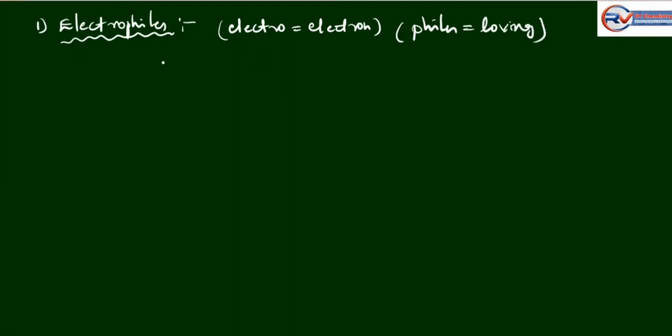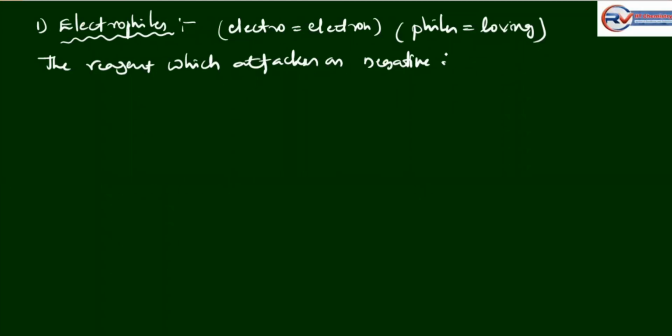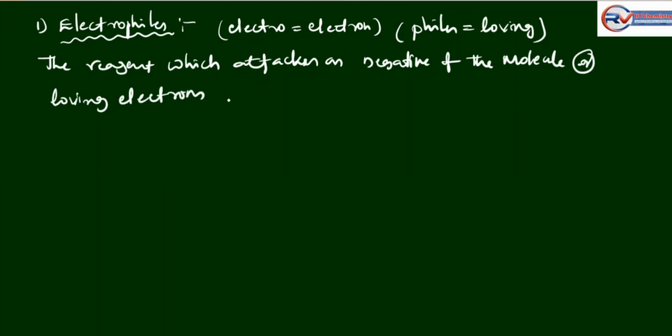Another definition of an electrophile: the reagent which attacks the negative site of a molecule, that is, which loves electrons, is called an electrophile.